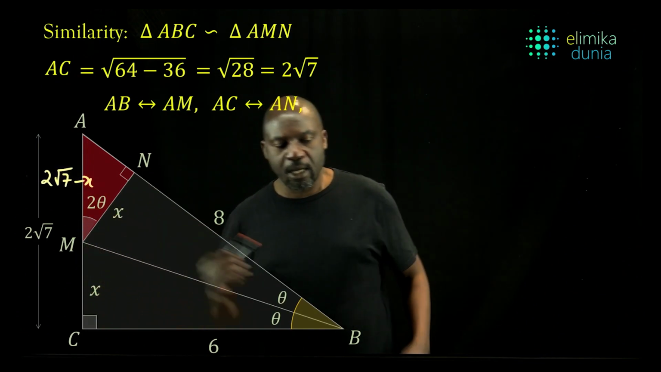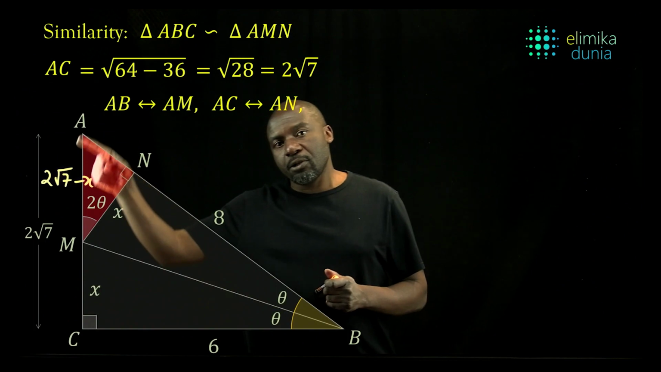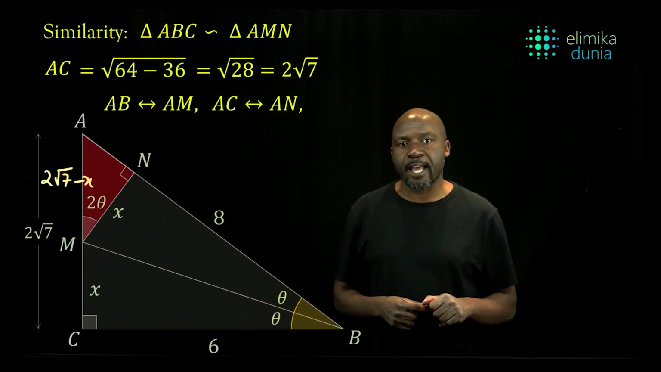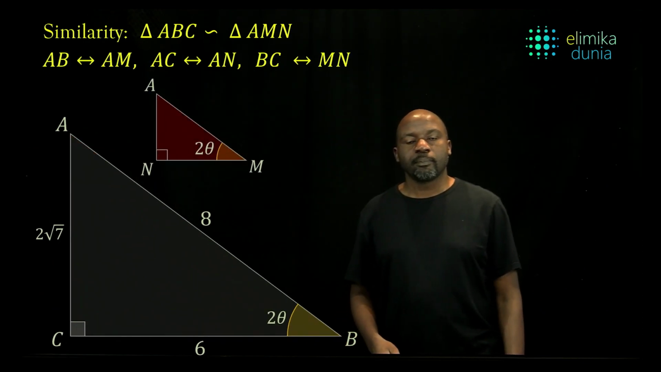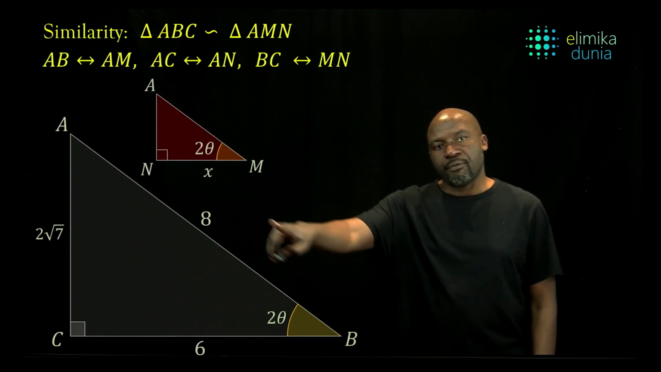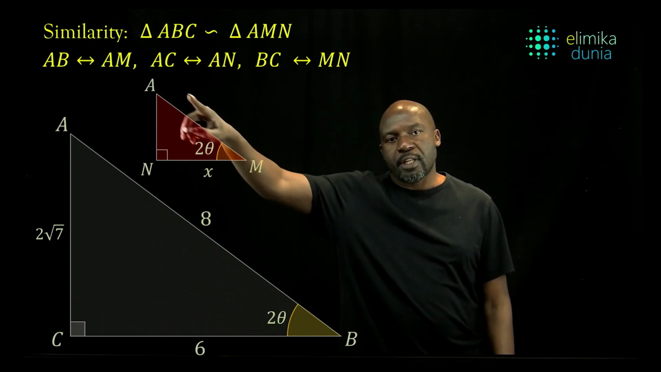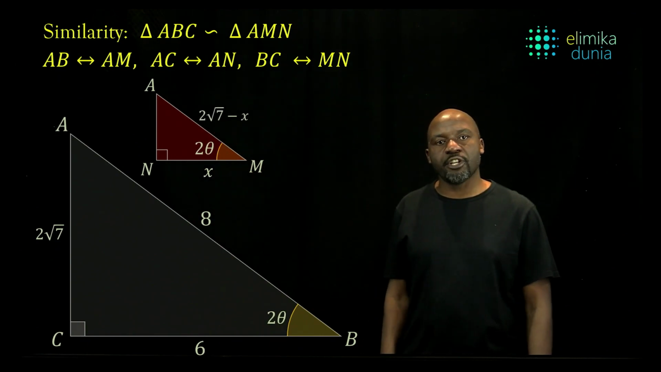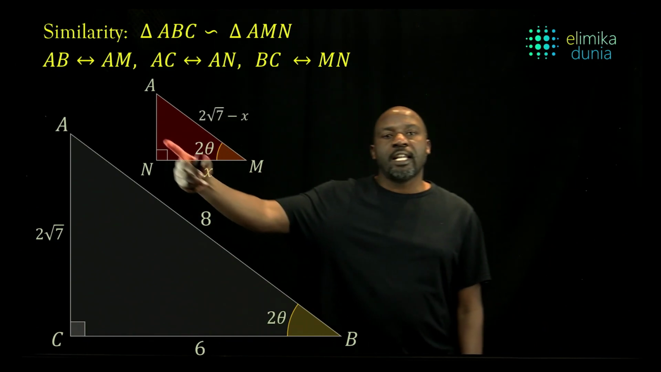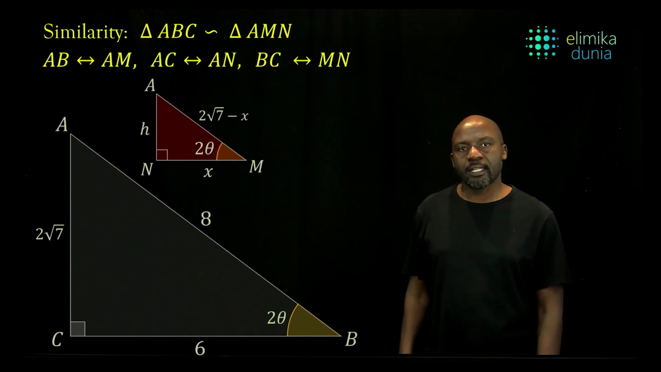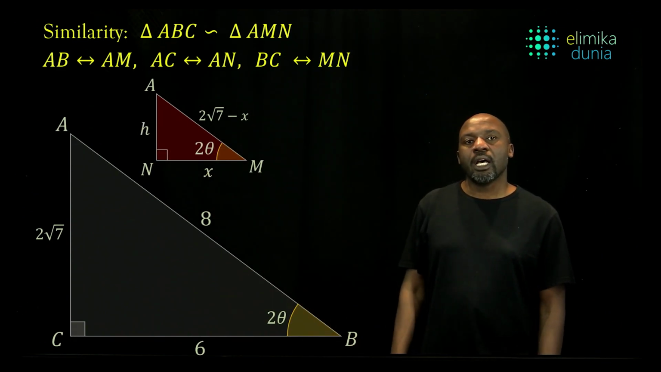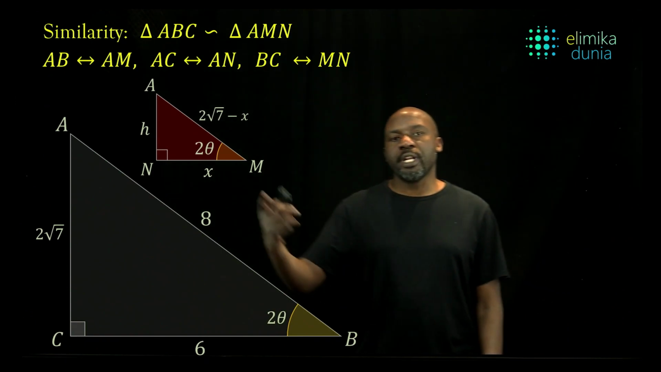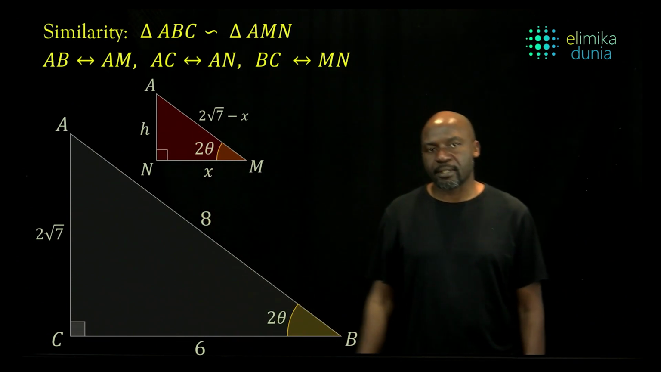Okay, keep that in mind, so that on the other side, the hypotenuse of the smaller triangle, the red triangle, is going to be 2 root 7 minus x. Okay? And so if this is x, the hypotenuse there is going to be 2 root 7 minus x, as we have just determined. And we shall let this side be h, the height of the smaller triangle. The question is to calculate the area of that red triangle, and to do so, we need the height and we need the base. Okay?